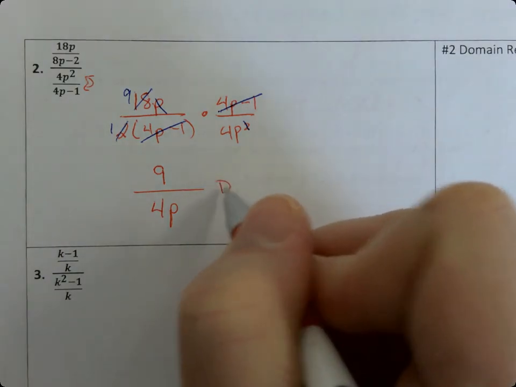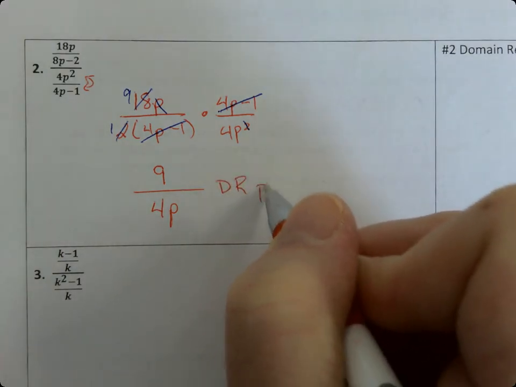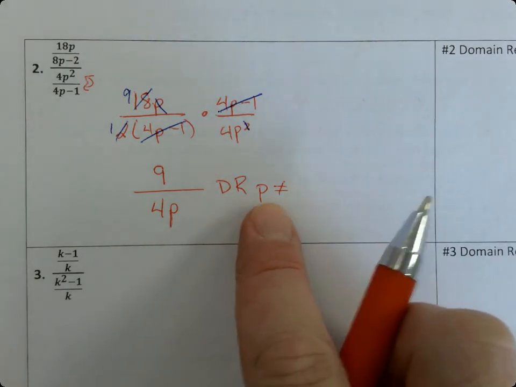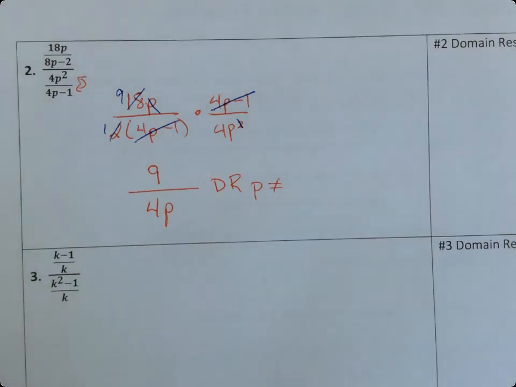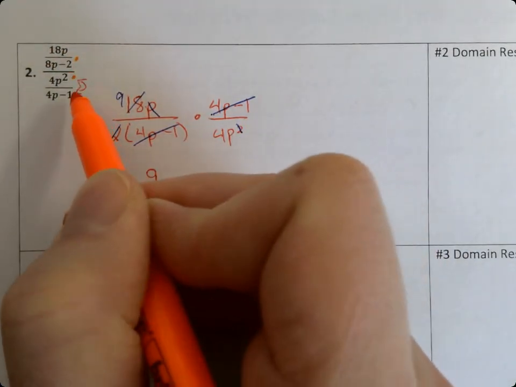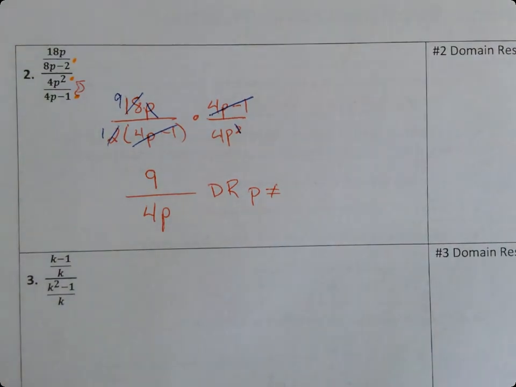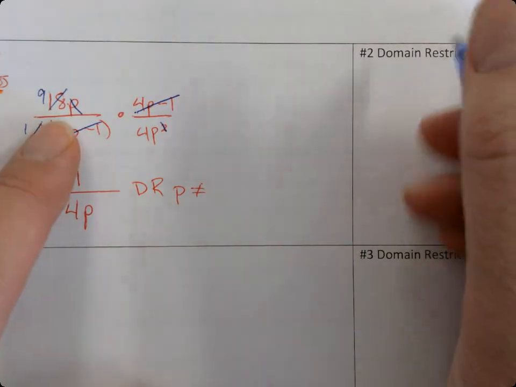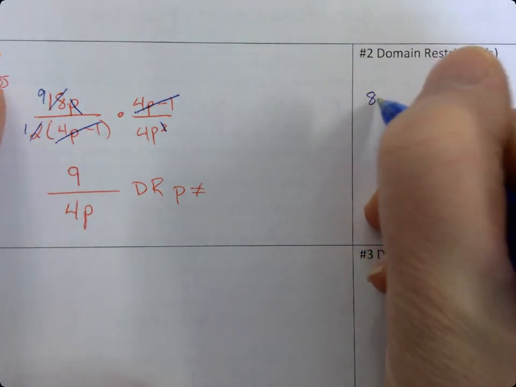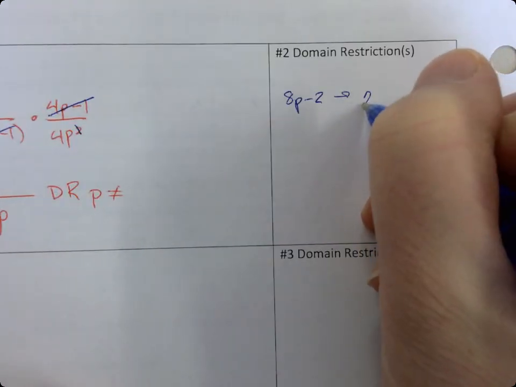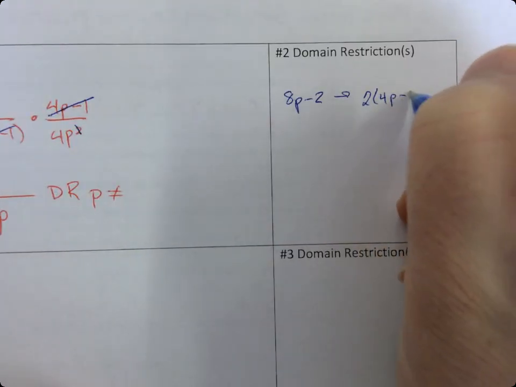Okay, let's talk about our domain restrictions. And now these have to do with p. So notice I'm saying here's the domain restriction, my variable's p, and this is what it can't be. All right, your domain restrictions are coming from everything you divided by. So you were dividing by this, you were dividing by 4p squared and 4p minus 1. So if you come off to the side here, we had the 8p minus 2, which we factored to be a 2 and then a 4p minus 1.